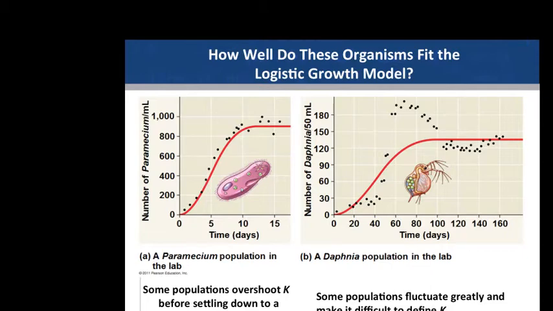And so if we were looking at the Paramecium first, they're going to reach carrying capacity somewhere around 900. And it only took 10 days for them to get there. Whereas the Daphnia, their carrying capacity is about 90-ish. And it took about 135 days for them to reach that.